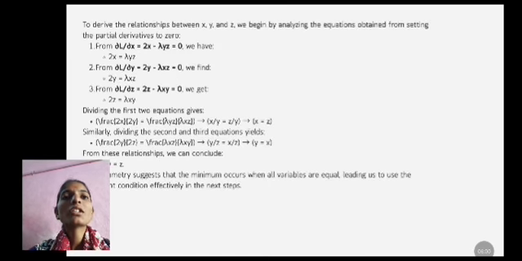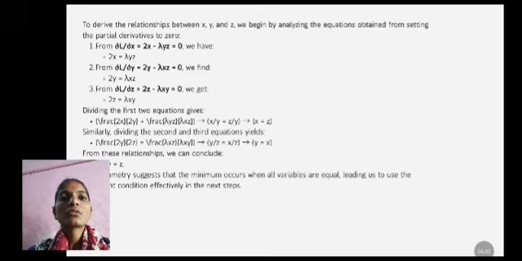To derive the relationships between x, y, z, we begin by analyzing the equations obtained from setting the partial derivatives to 0. From dou L by dou x equals 2x minus lambda yz equals 0, we have 2x equals lambda yz. From dou L by dou y equals 2y minus lambda xz equals 0, we find 2y equals lambda xz. From dou L by dou z equals 2z minus lambda xy equals 0, we find 2z equals lambda xy.